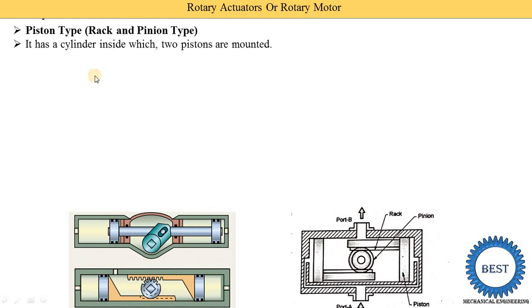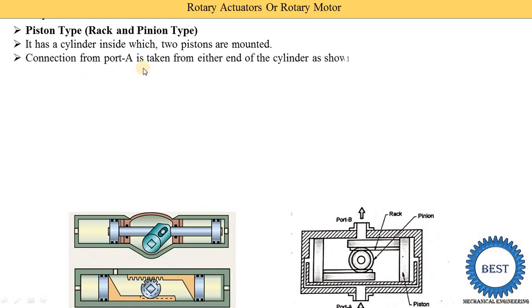It has a cylinder inside which two pistons are mounted. So here you see this is the cylinder. Inside the cylinder there are two pistons. Same way here, this is the cylinder, and inside the cylinder there are two pistons. This is only one cylinder, but this type is also possible, where you see two different cylinders.